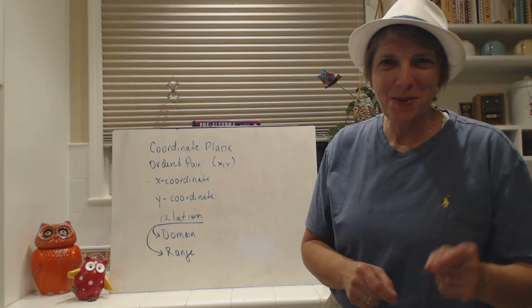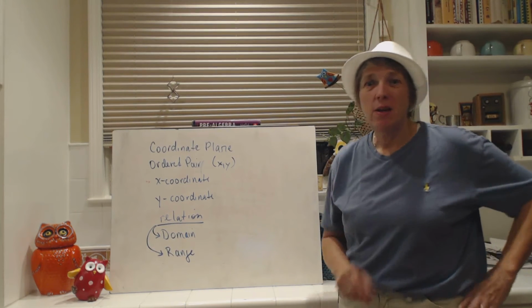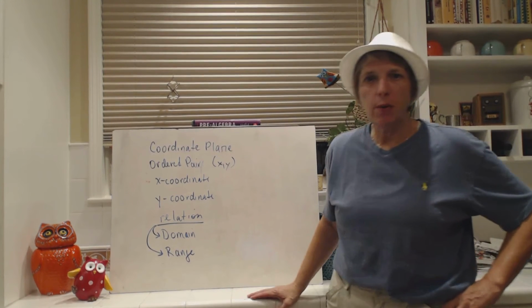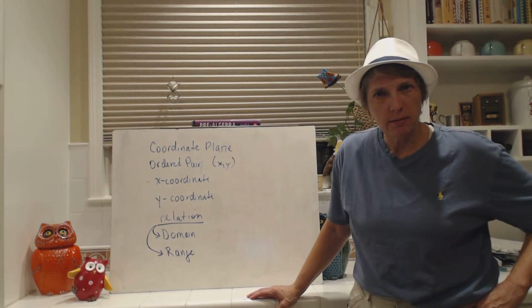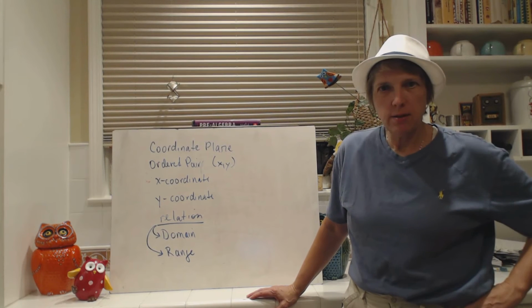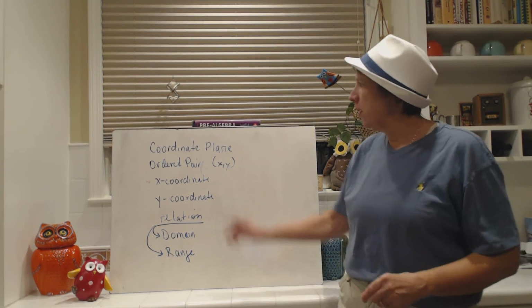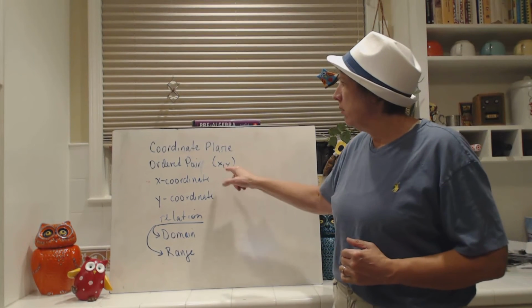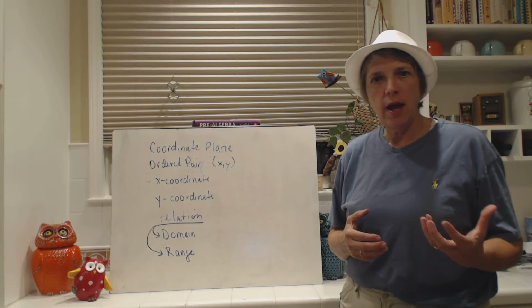Welcome to Kojo's Pre-Algebra. Okay, so I hope you've read your section that you were supposed to do, and you should be able to tell me what a coordinate plane is. That's right. Okay, you should be able to tell me what an ordered pair is by this point. An ordered pair is an x and a y.